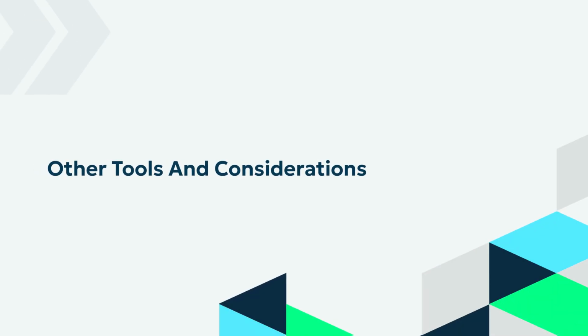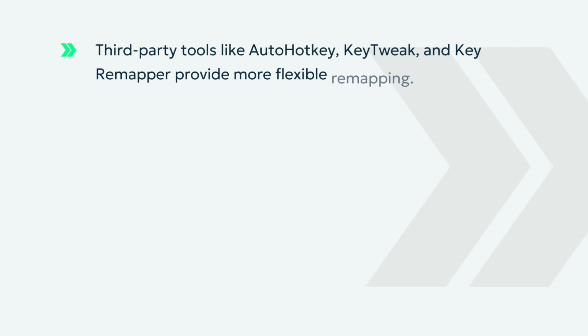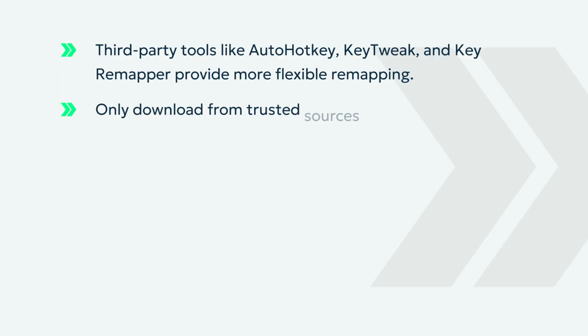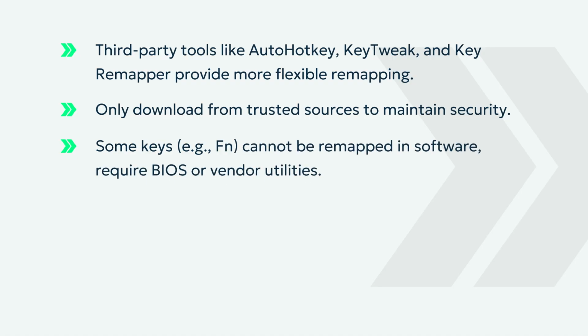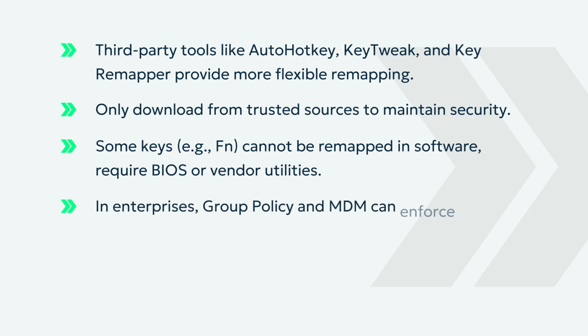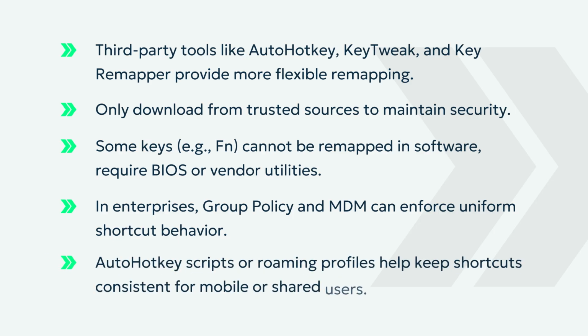Other tools and considerations. Beyond Microsoft tools, third-party programs like AutoHotkey, KeyTweak, or Key Remapper offer additional flexibility. However, always download from trusted sources to maintain security. It's also important to note that some keys, such as the FN key, cannot be changed through software and may require BIOS or manufacturer utilities. For enterprise environments, group policy and MDM solutions can help enforce uniform shortcut behavior, while AutoHotkey scripts or roaming profiles ensure consistent experiences for mobile or shared users.